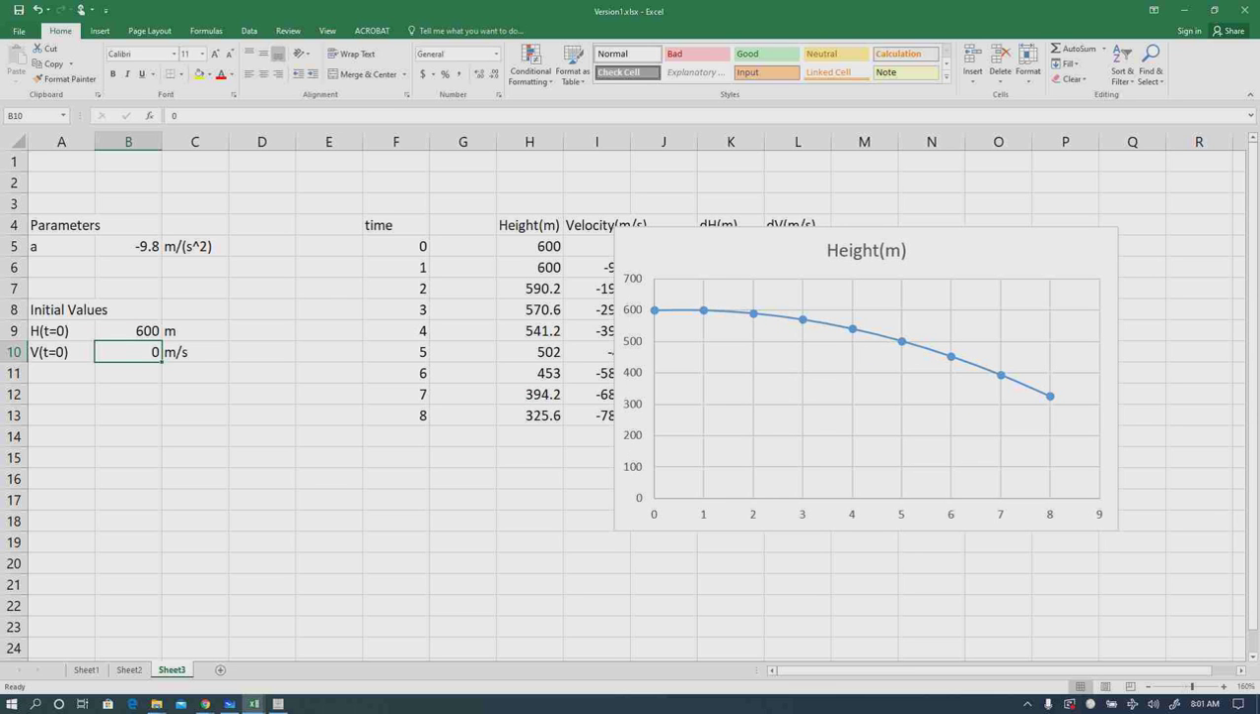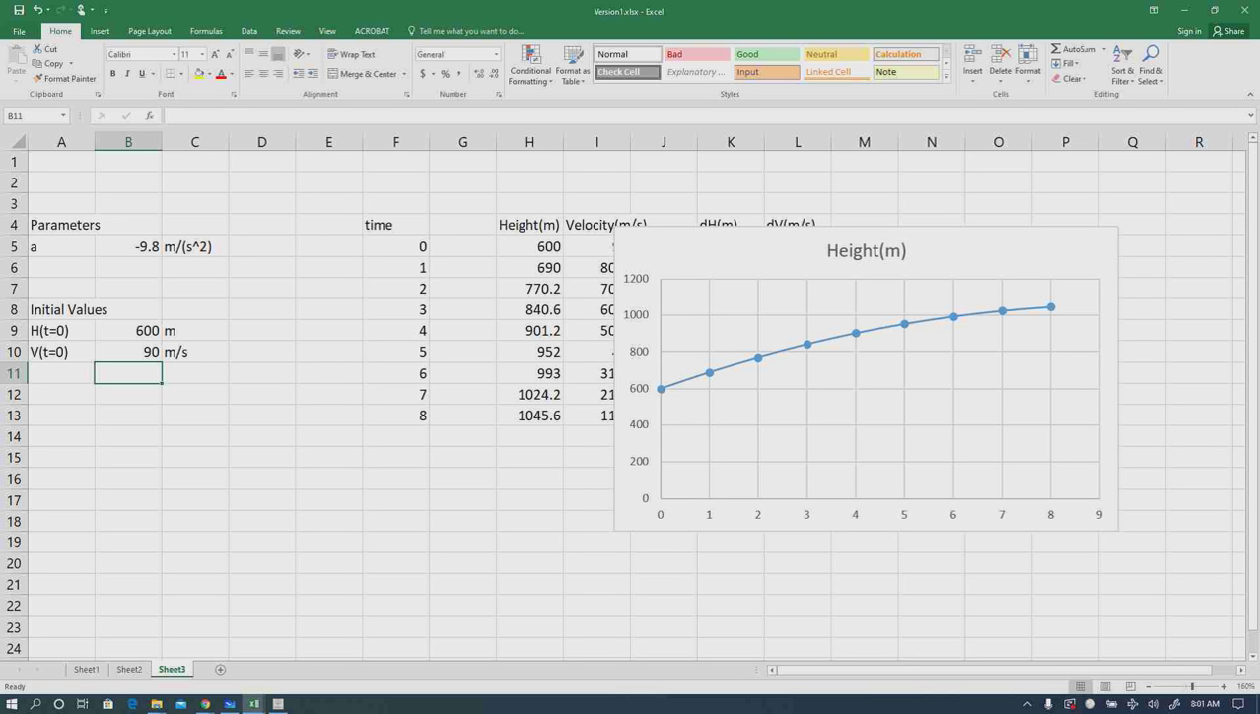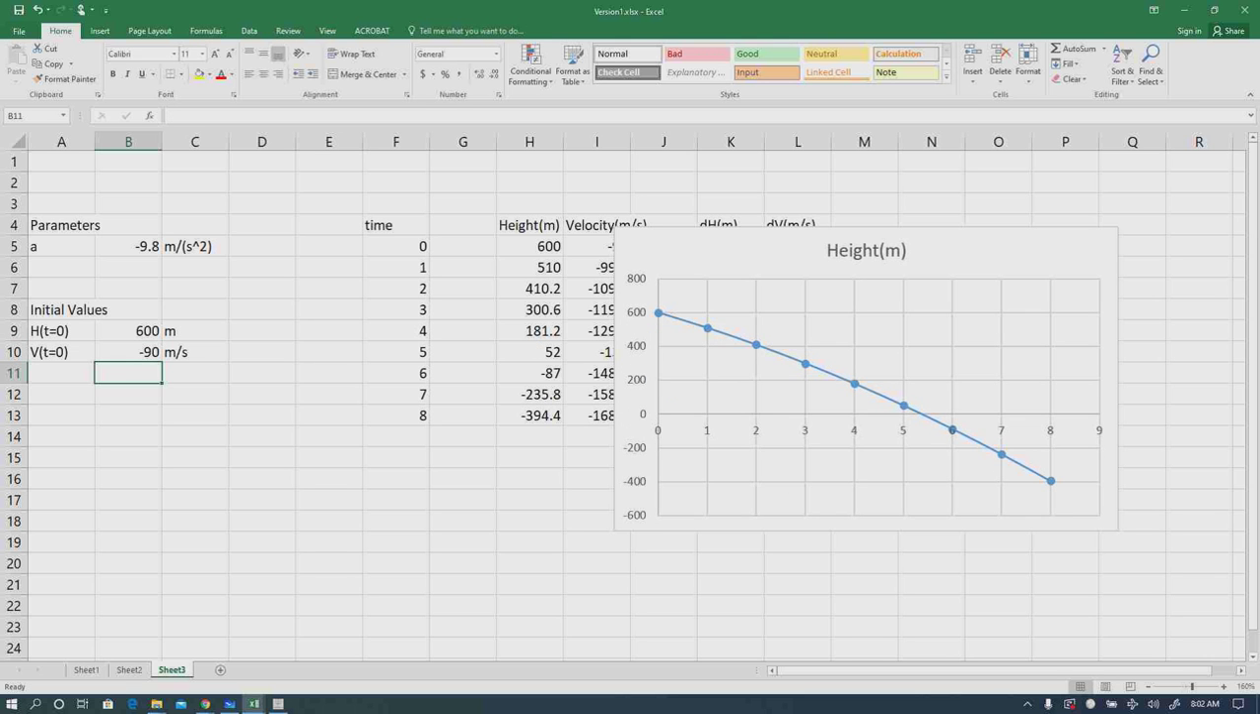What if we started moving upwards at 90 meters per second? If we're upwards at 90 meters per second, then its trajectory is up. It increases in height, but less so as time goes on. If you started moving down at 90 meters per second, it actually hits the ground well before it would have if it just started from 600 meters with no initial velocity. So already we started to answer a question. How hard would you need to throw it to get it to whatever?